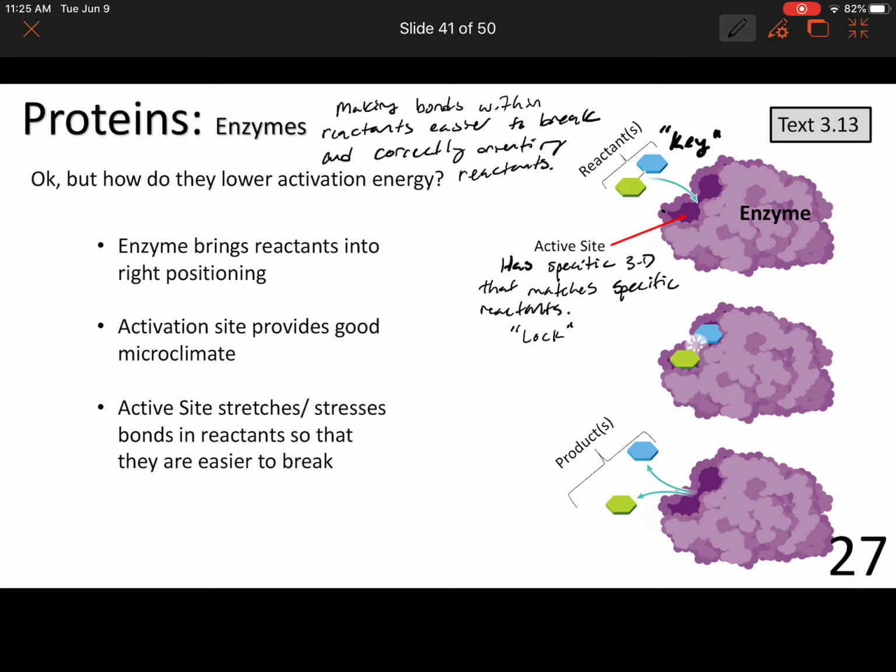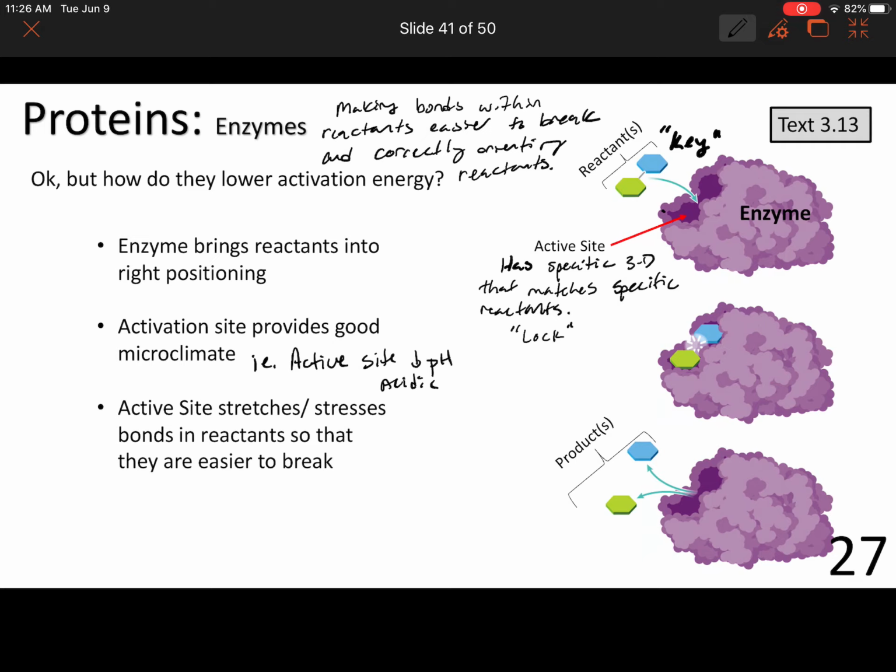In order for the enzyme to be functional, it's critical that the active site maintain its shape and that it be available for reactants. So enzymes are going to lower activation energy by bringing reactants into the correct orientation. If the reactants need to be oriented in a certain way for them to recombine, then they're going to make that happen. They're going to bring them into the correct position in that three-dimensional shape. Sometimes the active site has a slightly different environment than the surrounding environment. For instance, the active site might have a lower pH, might be more acidic than the surrounding area. Perhaps that lower pH makes it easier to break the bonds within the reactants.